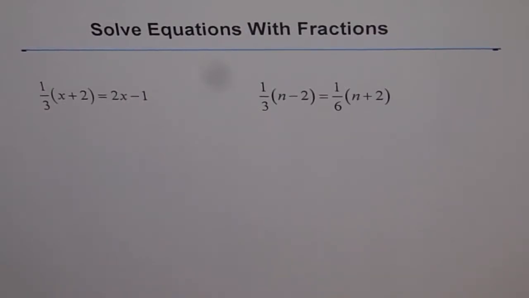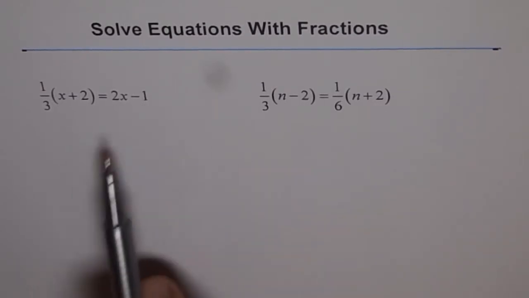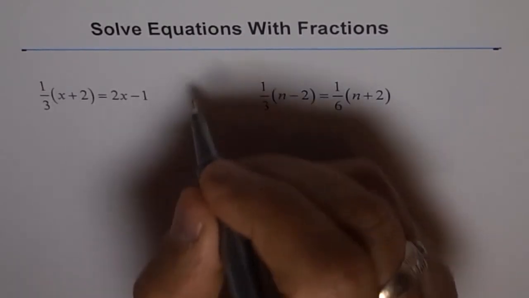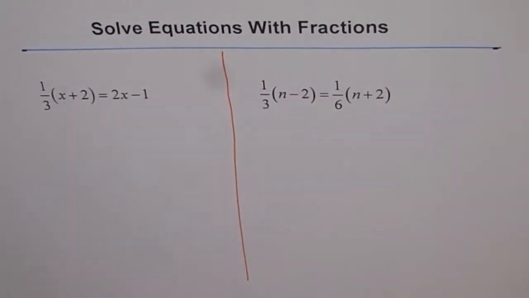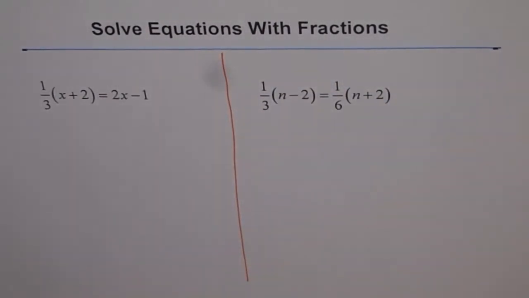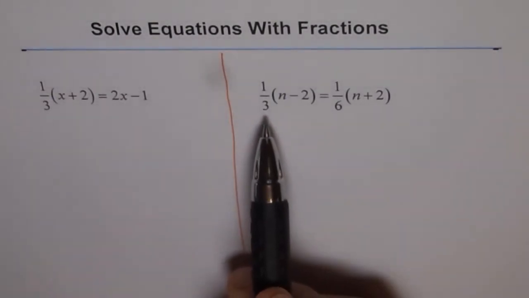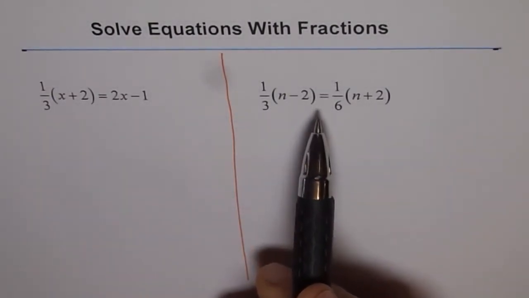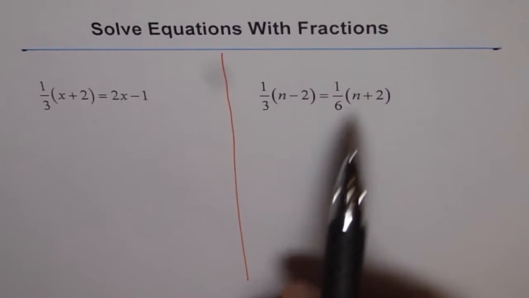Solve equations with fractions. So these are a bit complicated ones, and there is a set of equations here. I'll do one of them for you. So I'll do the one which is on the right side. Now here we see 1 over 3 times n minus 2 equals 1 over 6 times n plus 2.